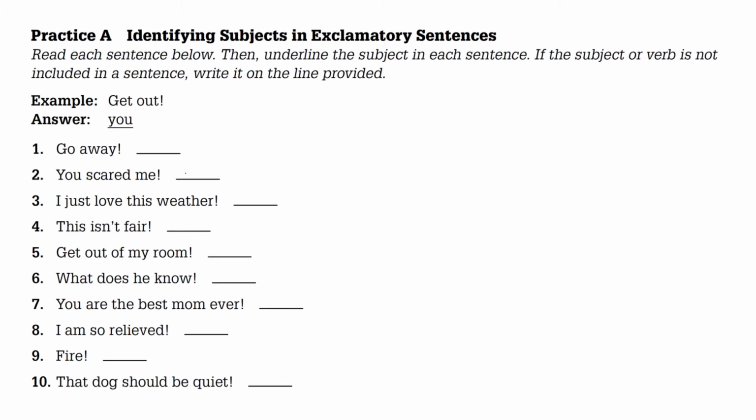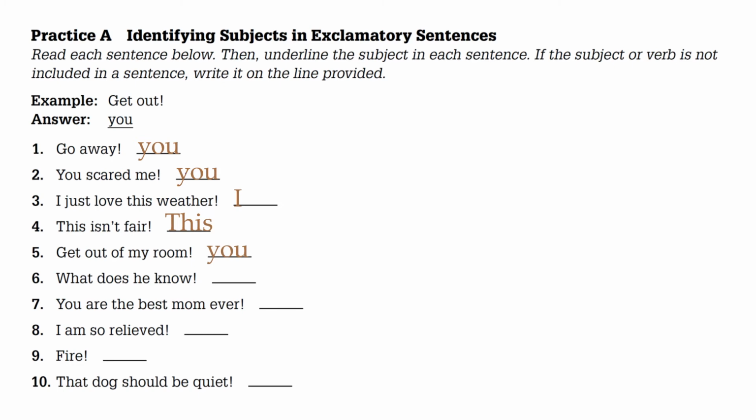Alright, let's correct. Number 1, we have go away, and here the subject is the understood you. Number 2, you scared me. The answer obviously is you, it's stated. Number 3, I just love this weather. The answer is I. Number 4, this isn't fair. The subject is this. Number 5, get out of my room. Here it is the understood you.